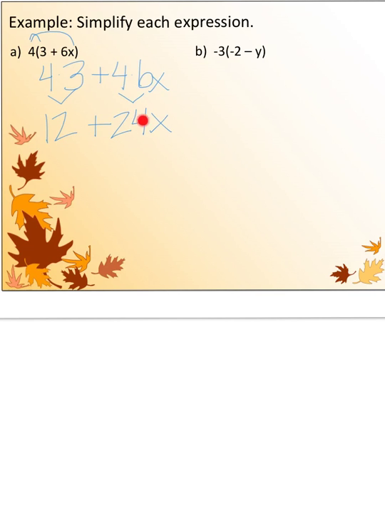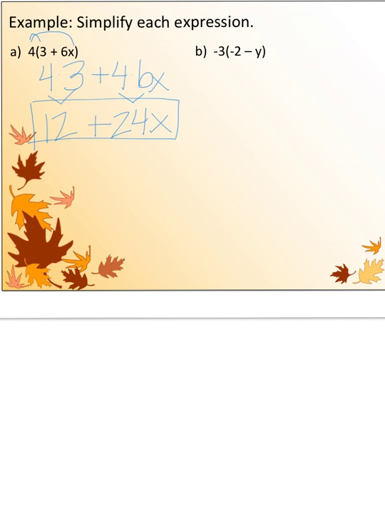When you're writing these, notice that I put the number in front of the letter. I definitely encourage you guys to do that. It'll help with finding like terms, which we'll worry about tomorrow. Today, you do not need to worry anything about like terms. So after you distribute and multiply, this is going to be your answer because these two are not like.